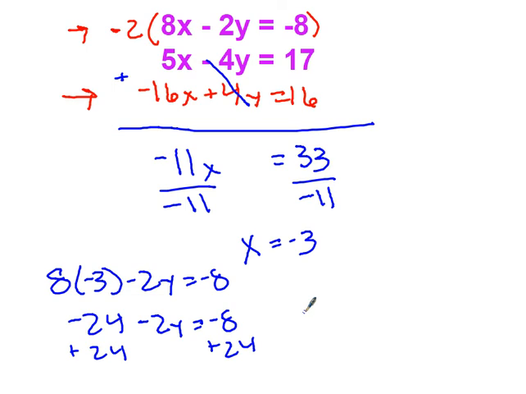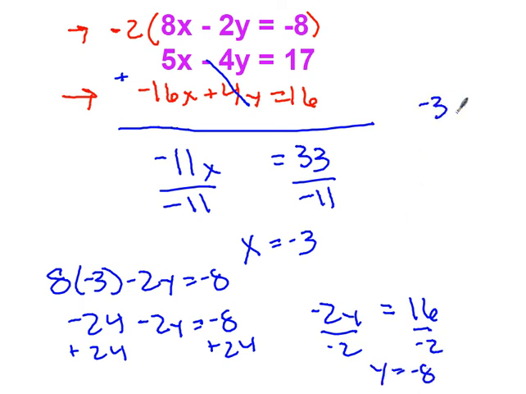I'm going to have to go over here because I'm out of space. So I got negative 2y equals positive 16. So when I divide by negative 2, I get y equals negative 8. So my final ordered pair, negative 3 and negative 8, this would be my solution to the system. This is where the two lines intersect at the point negative 3, negative 8.